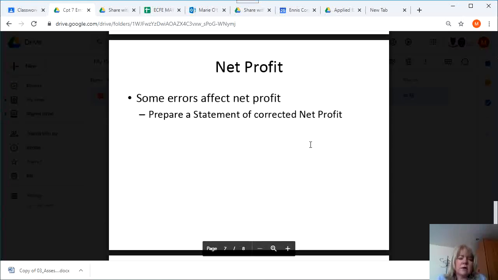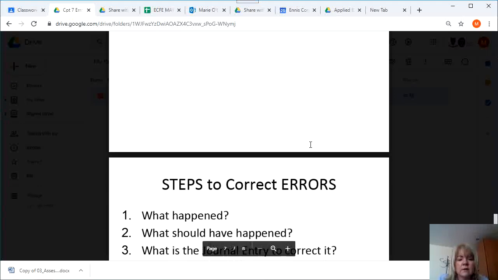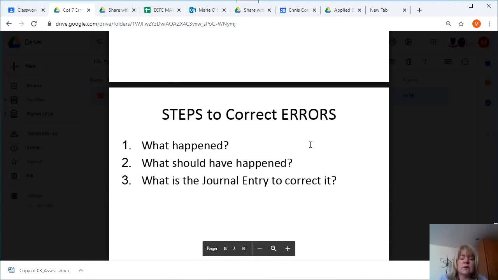And some errors also then, while we correct them on the ledgers, might also affect our net profit. So we might have to prepare a statement of corrected net profit as well. So we'll see that in our questions. So generally there are three steps that we use to correct our errors. First of all, we clearly identify what has happened. Then we identify what should have happened originally, and finally we combine the two to give us our correction. What is the journal entry to correct this error?